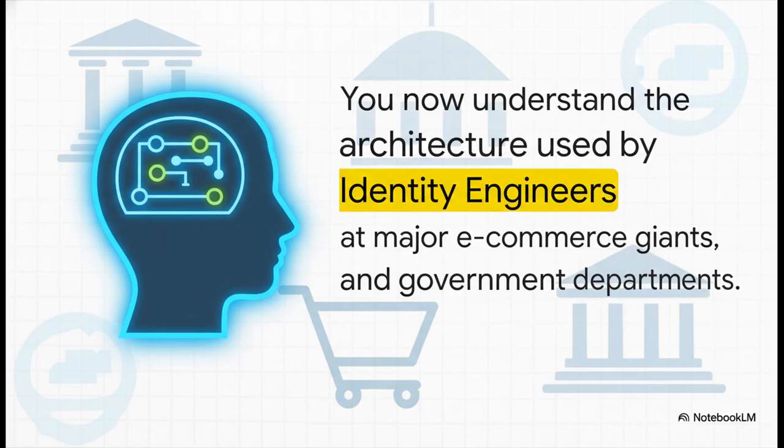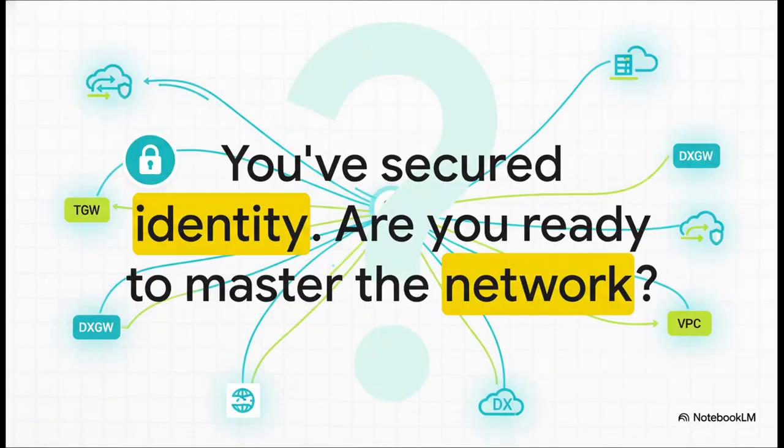And here's the real key takeaway. This isn't just some academic exercise. The mental model you have in your head right now, that is the very same blueprint used by senior engineers at the biggest companies on the planet. This is the gold standard for doing identity right and at scale. So you've done it. You've mastered the architecture for securing the who and the what. That is huge. But there's another piece to this puzzle, another critical dimension, the where and the how. You've locked down the identity, but are you ready to master the network?